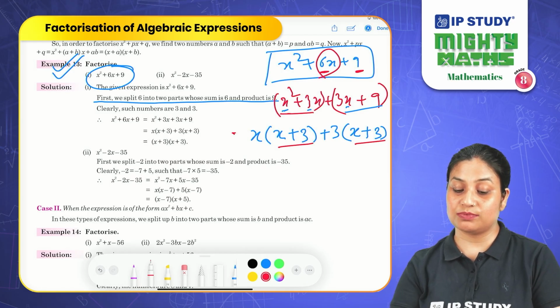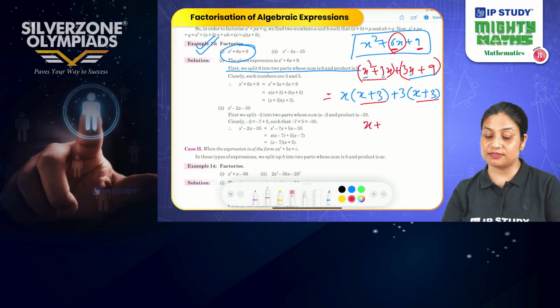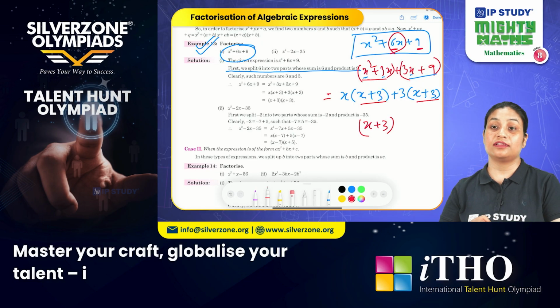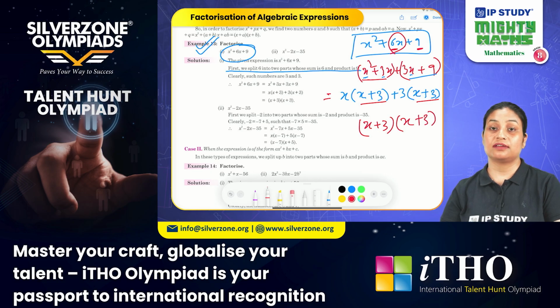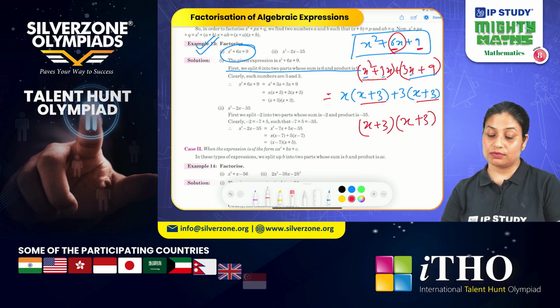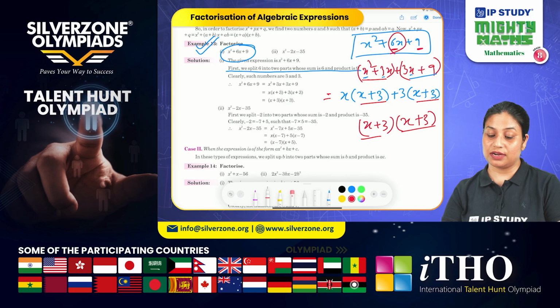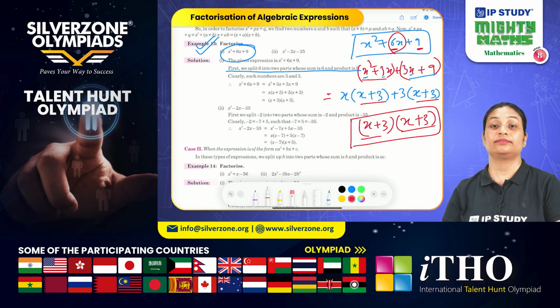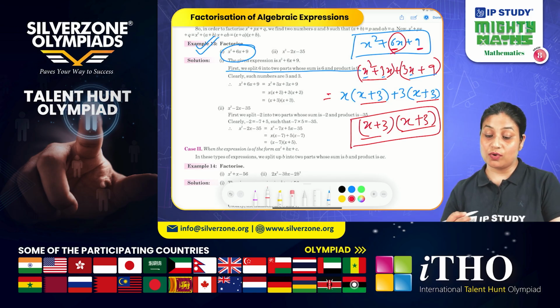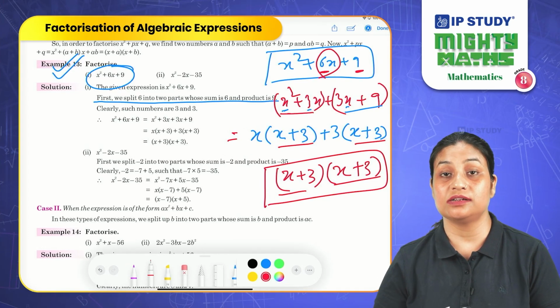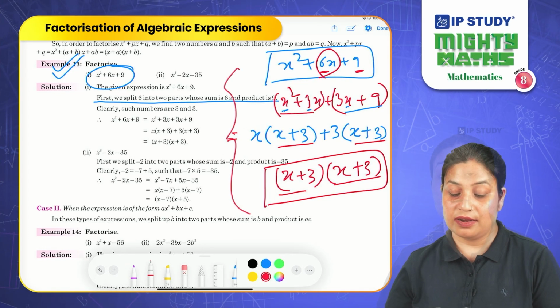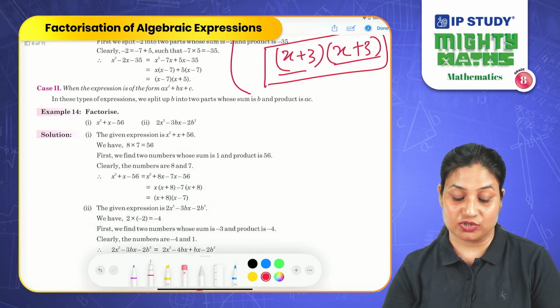Now the next step is, you will take this x plus 3 common. Then what are you left with? You are left with x over here, then a plus sign, and then 3, right? So this is the required result, right? So I hope you have understood how to factorize any trinomial using splitting the middle term. Now let's move on to the next topic.